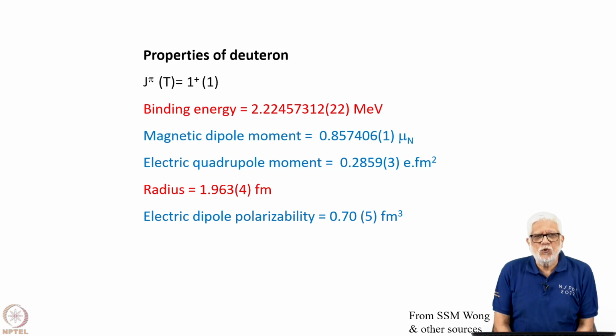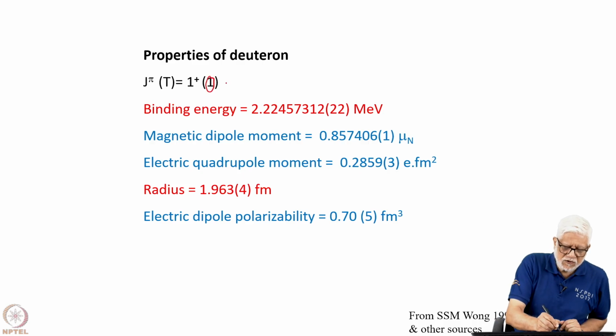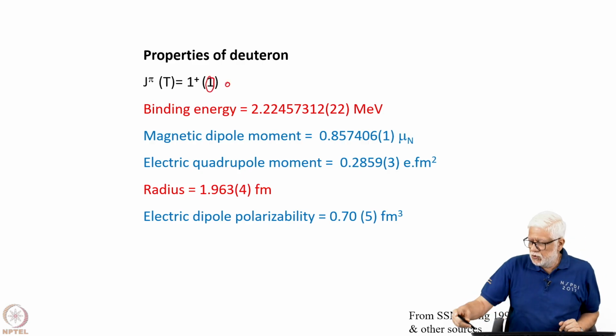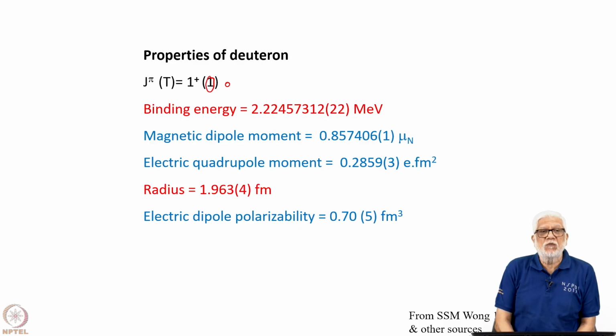So, the properties of the deuteron from experimental data is that it is a, oh, there is a mistake here. It's a J pi equal to and T. This should be 0. So, it's a 1 plus J pi state.